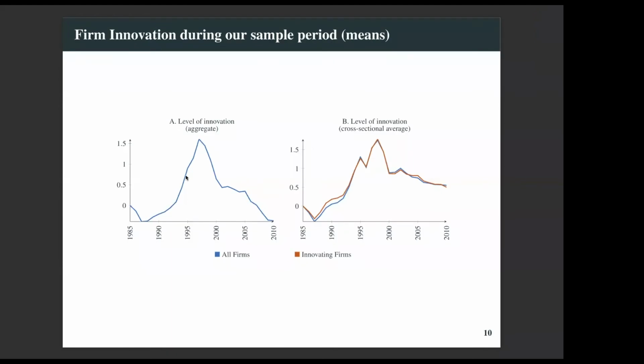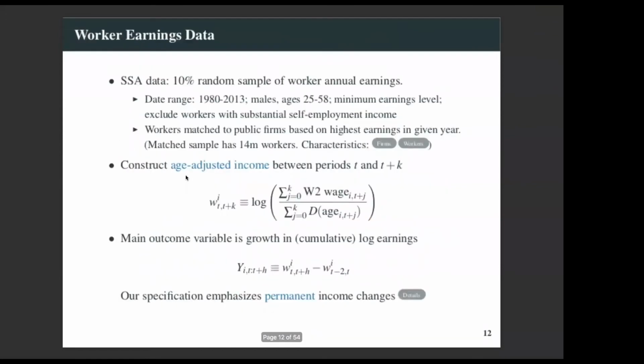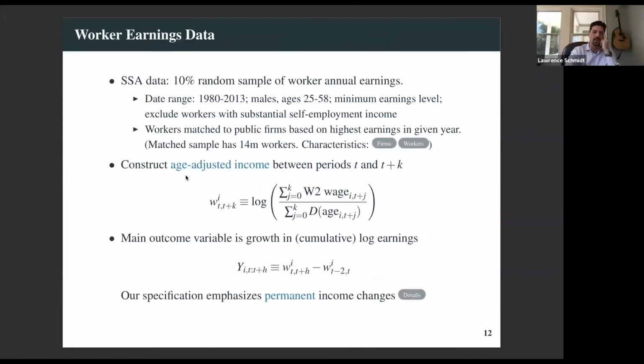Gotcha. So it's a rate of change of innovation. Exactly. They're like log indices, normalized to 0 at 1985. All right, that helps. So what's our data set? There's just one more clarification.